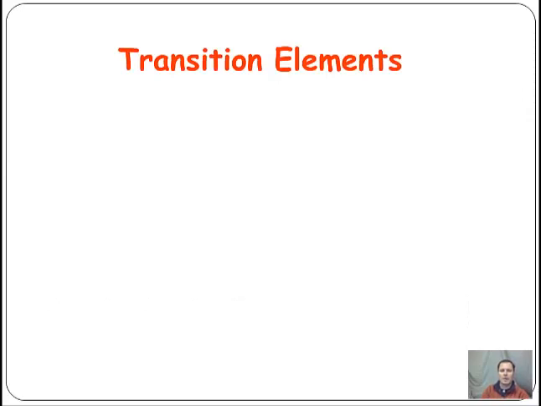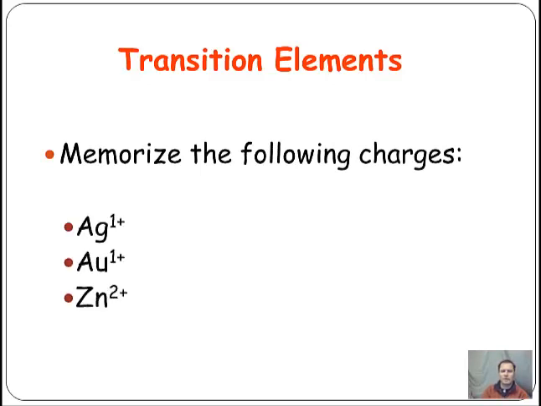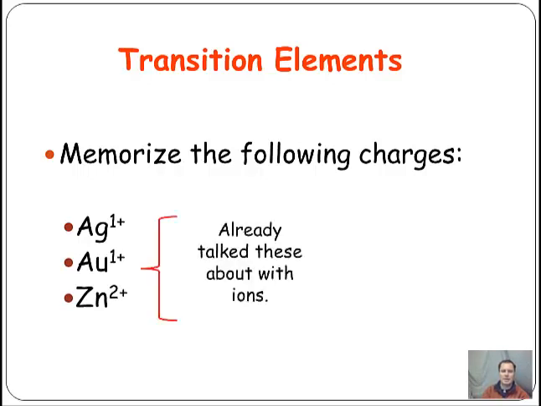Now, we've already talked about 3 elements in the transition elements. That was gold, zinc, and silver, right? We said silver has a +1 charge, gold has a +1, and then zinc has a +2. And we said one way to remember these is that silver and gold are both in the 1B, and then zinc is in the 2B. It has nothing to do with what their actual charge is, but it's a good way to remember those. So you do have to have those memorized.